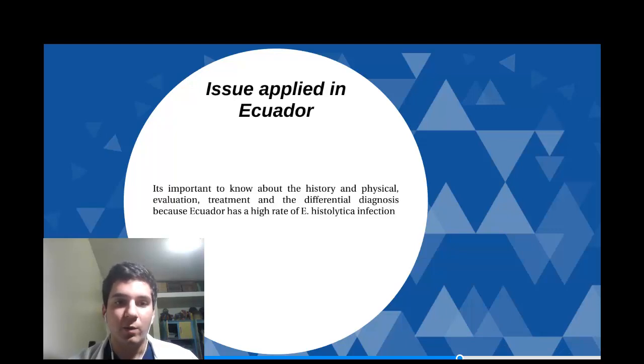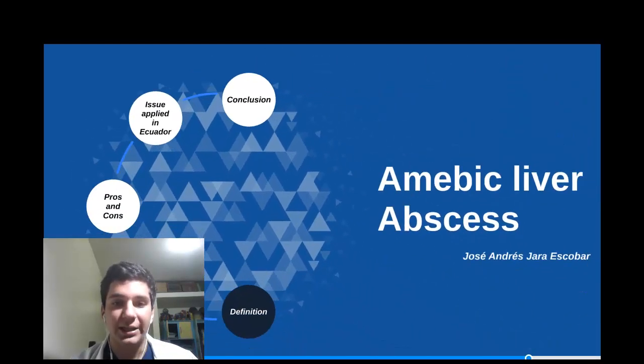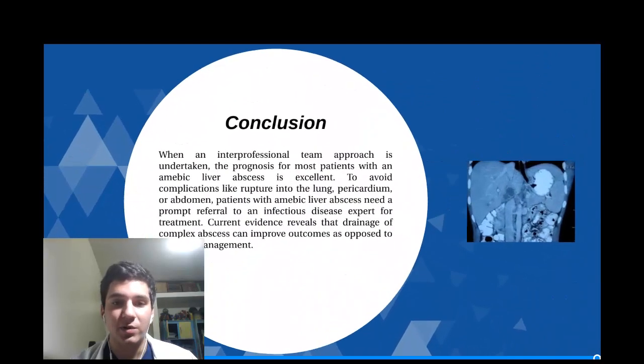Conclusion. When an interprofessional team approach is undertaken, the prognosis for most patients with an amebic liver abscess is excellent. To avoid complications like rupture into the lung, pericardium, or abdomen, patients with amebic liver abscess need a prompt referral to an infectious disease expert for treatment. Current evidence reveals that drainage of complex abscess can improve outcomes as opposed to medical management.